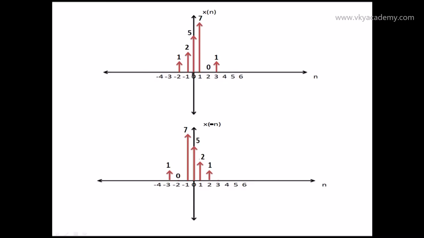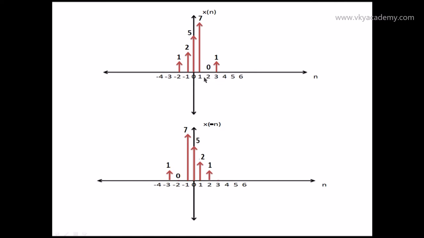My objective is to plot x of -n, that means the time reversal or folded version of the given discrete time signal x of n. So I'll take the mirror image of the signal about the y-axis. The moment I take the mirror image about the y-axis, you can see all the samples which were placed on the right side of the origin have been shifted to the left side, and all the samples which were earlier on the left side of the origin are shifted to the right side, and the sample at the origin remains fixed.